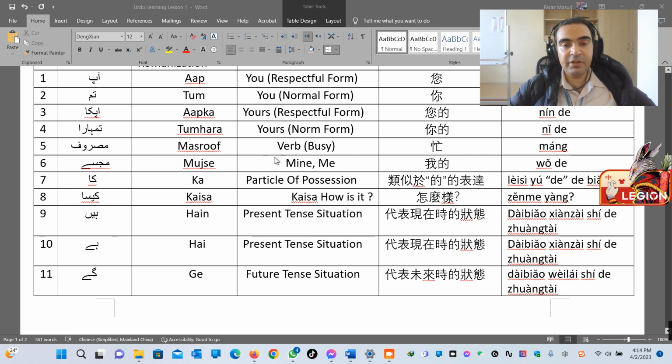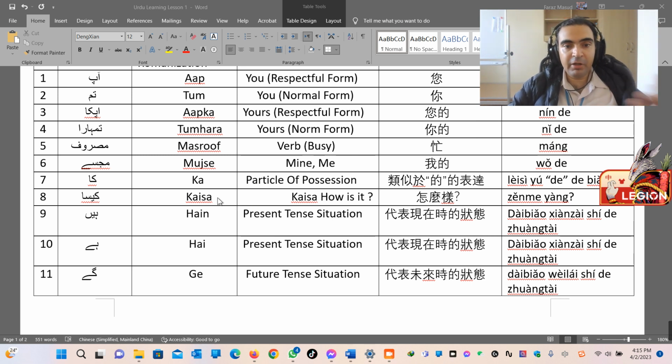We have the word mujhse, which means mine or me, 我的 in Chinese. In Chinese it is used as 我的. And then we have particle of possession. It usually shows the possession of subject towards object, or object towards subject. In other sense, when you want to show possession of certain something towards certain something, then this kind of expression is used. The expression in Chinese is usually used to express the same kind of feeling, and we will talk about it in more details later on when I will try to explain the examples that I have written below this lesson.